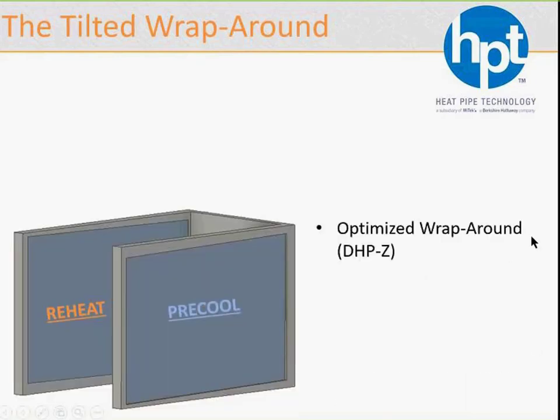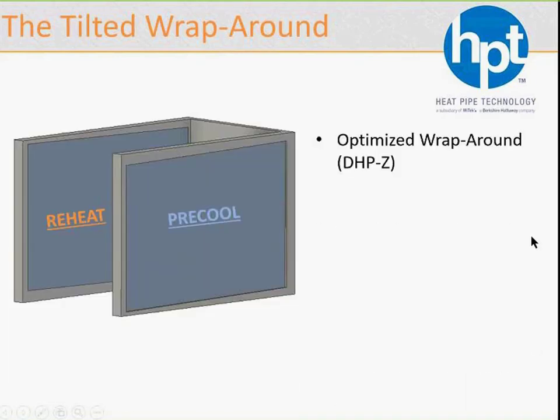So the wraparound. This is the new, what we call tilted wraparound or optimized. The way we refer to it a lot of times is the DHP-Z, Z standing for optimized. And again, it's a fairly new product. If you take a look at this graphic here, the right-hand side is the pre-cool, and the left-hand side is the reheat. Now what we've done is we've implemented a fixed angle to the tubes.